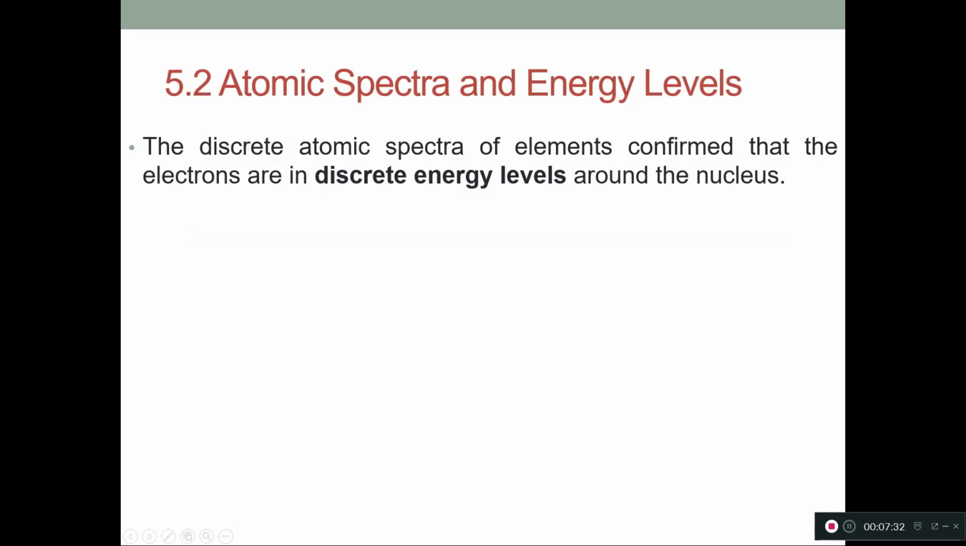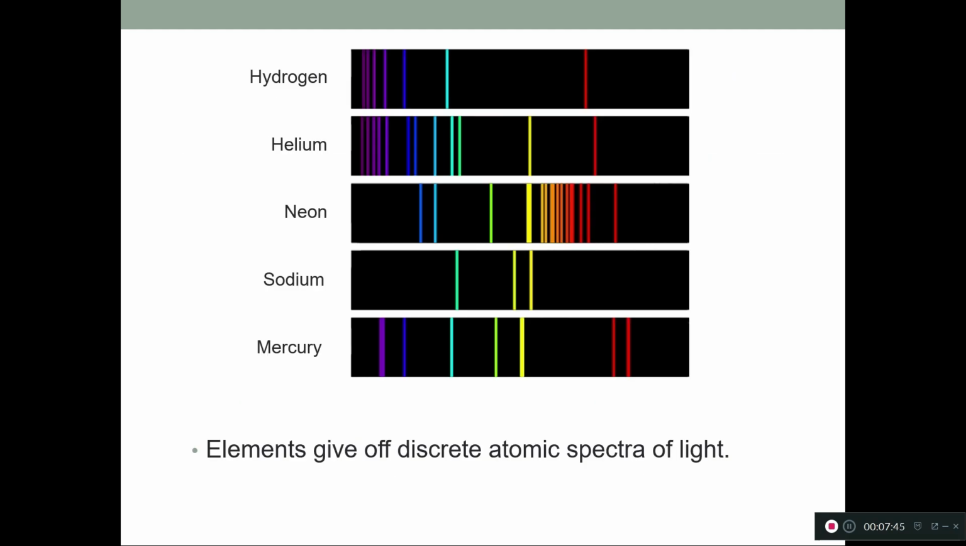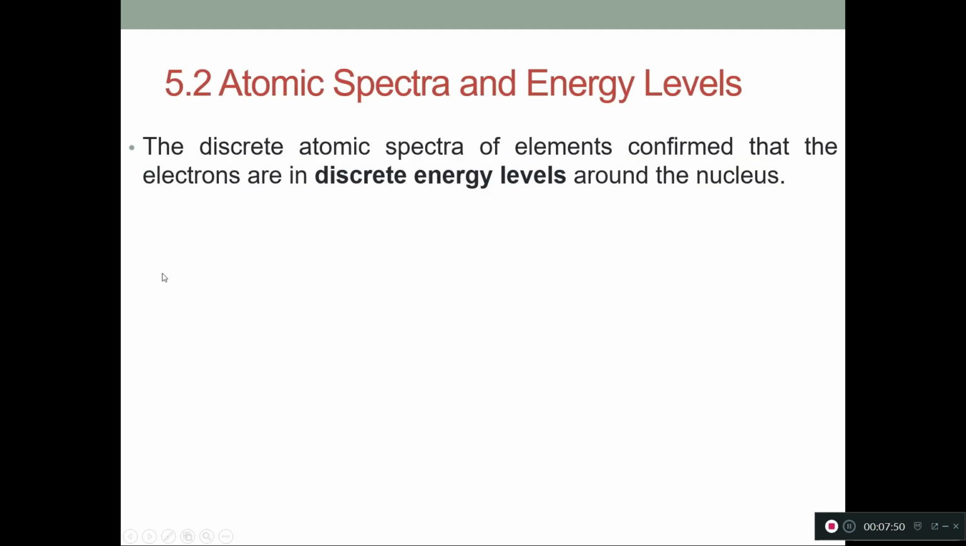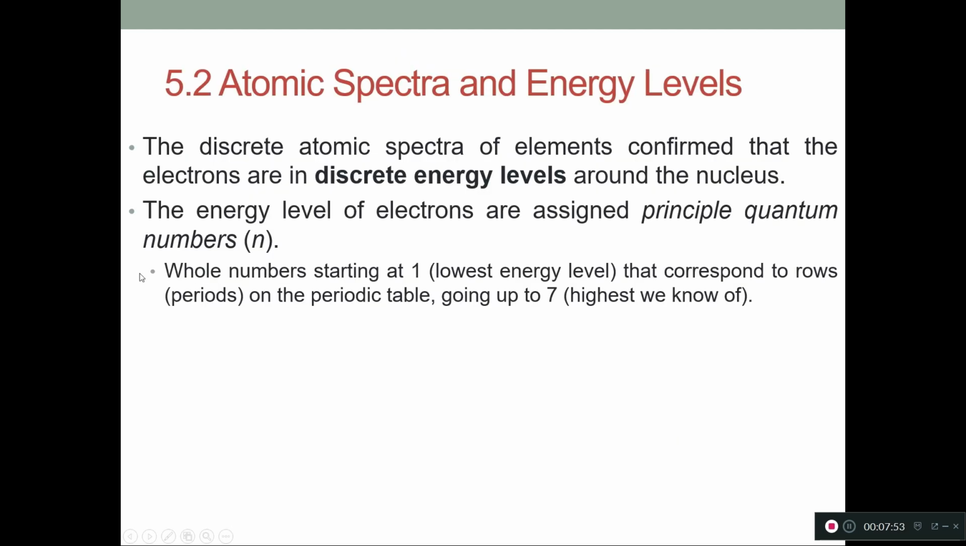But what this tells us is that because we have these discrete atomic spectra for the elements, this confirmed the electrons are in discrete energy levels around the nucleus. Because remember, those different colors in our spectrum here correspond to different energies, so we must have different energy levels for our electrons around the nucleus. And these energy levels of electrons are what are called principal quantum numbers. These are whole numbers starting at 1, which is the lowest energy level, and then all the other ones correspond to the rows on the periodic table, going up to 7, which remember is our bottom row on the periodic table.